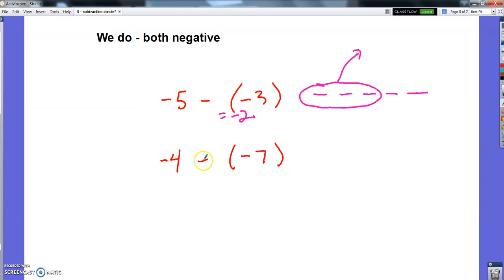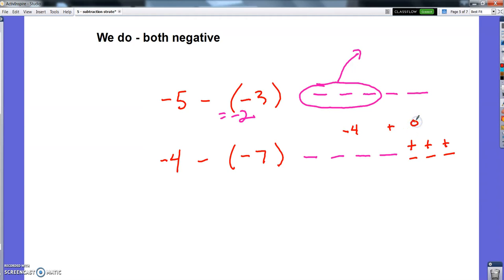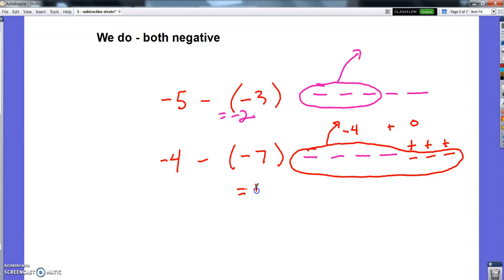So over here, negative 4 minus negative 7. Draw my negative 4. I can take away 4 negatives, but I can't take away 7, so I have to put 3 zero pairs with it, so that I have negative 4 plus 0 is what I'm really doing. I can't take away negative 7 from negative 4, but I can take away from negative 4 plus 0 if I do my 0 in this strategic way, where I add 3 zeros to it. Because now I can take away negative 7, and I'm left with positive 3.